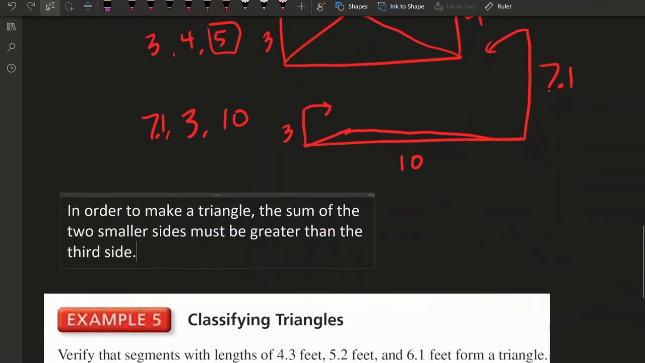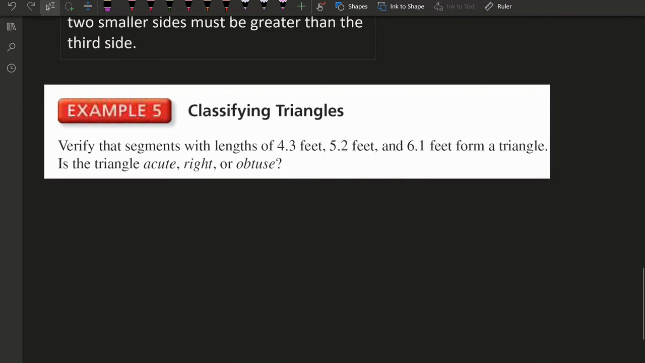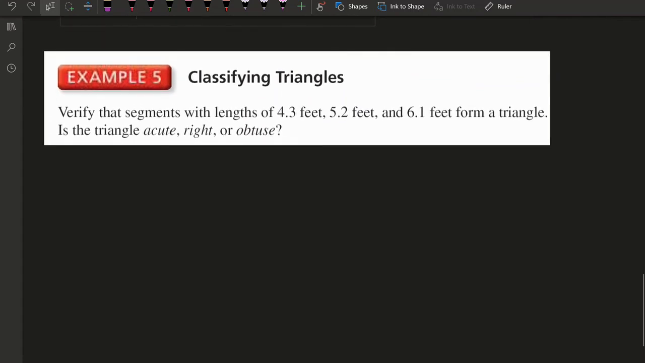Okay, now let's put all of this together. Verify that the segments 4.3, 5.2, and 6.1 do form a triangle, and then is it acute, right, or obtuse? So first, is it a triangle? In order to figure this out, I'm going to add together the two smaller sides and see if that's bigger than the third. So 4.3 plus 5.2, not 52, 5.2, is equal to 9.5. 9.5 is bigger than 6.1, so yes, this is a triangle.